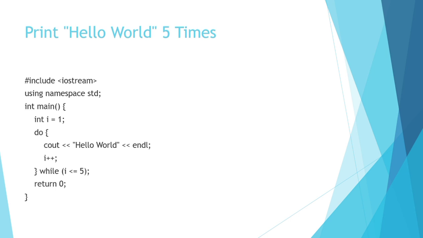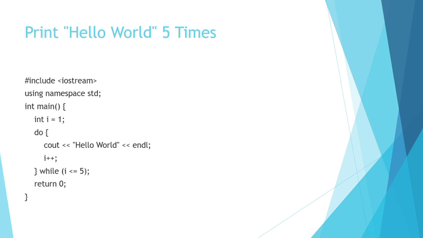The statement I++ increments the value of I by 1. This is crucial because, without this increment, the loop would run infinitely, creating an infinite loop, as I would always remain 1. After the first iteration, I becomes 2. In the next iteration, the condition I is less than or equal to 5 will still be true because 2 is less than or equal to 5, and the loop continues.